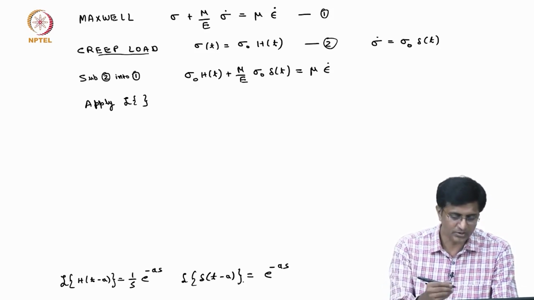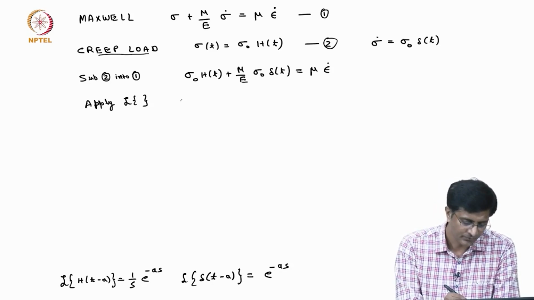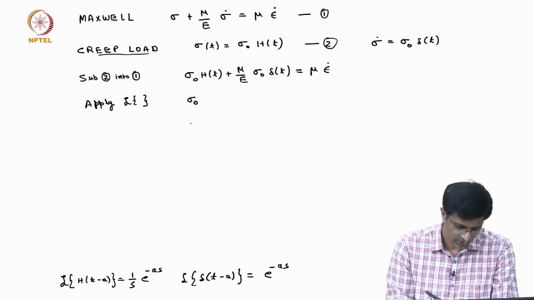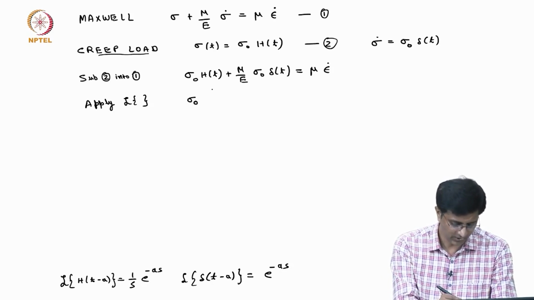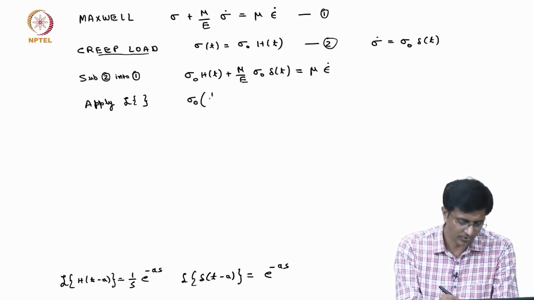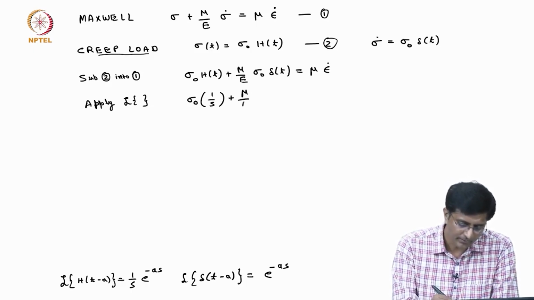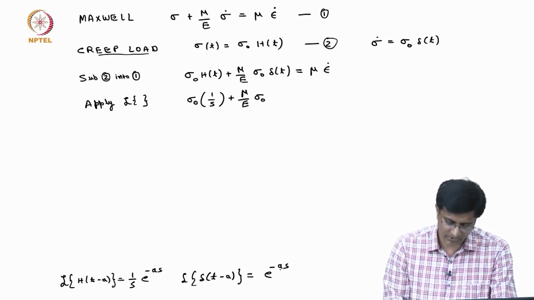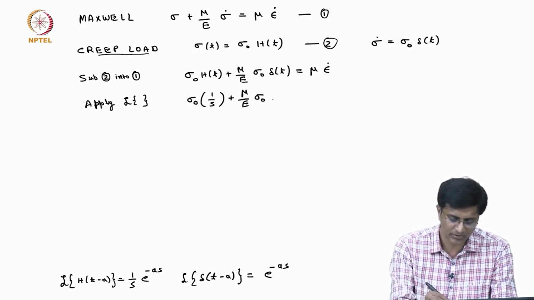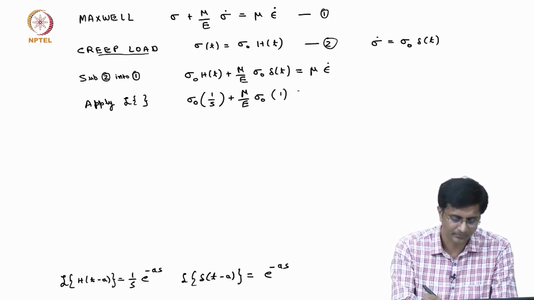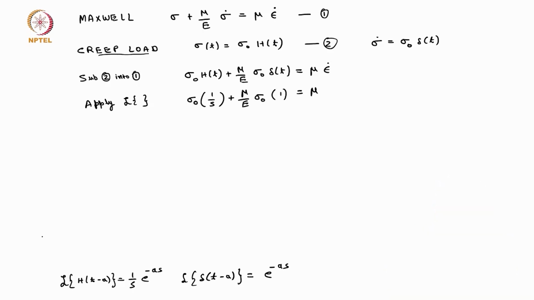So, let us substitute these into the equations here. For the first term it will be sigma naught times, in this a should be taken as 0, so it will turn out to be 1 by s, plus mu by E sigma naught times. For the Dirac delta function, since again a equals 0, this will be simply 1, is equal to mu times.